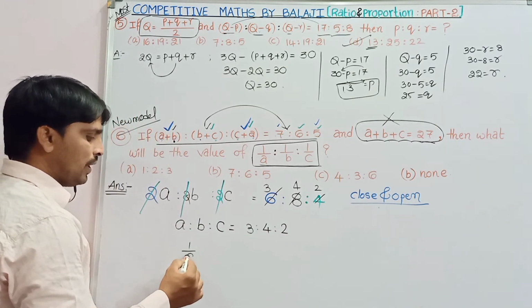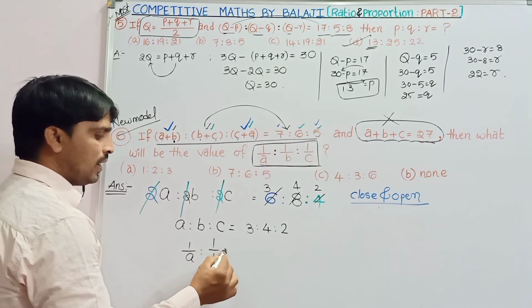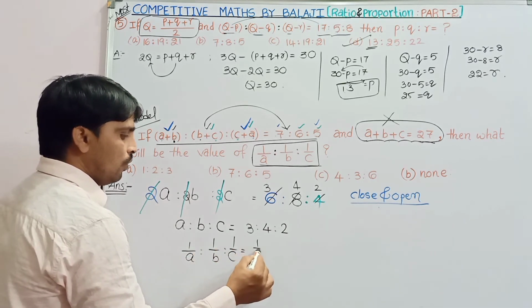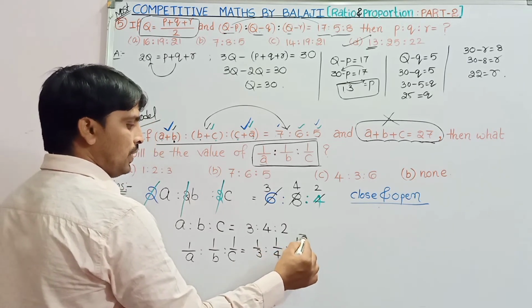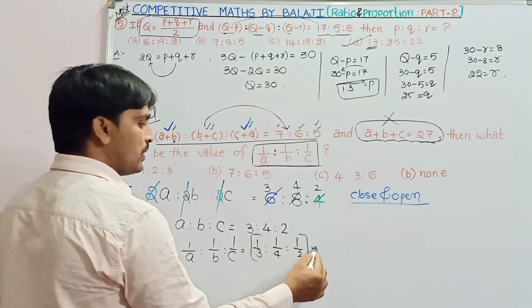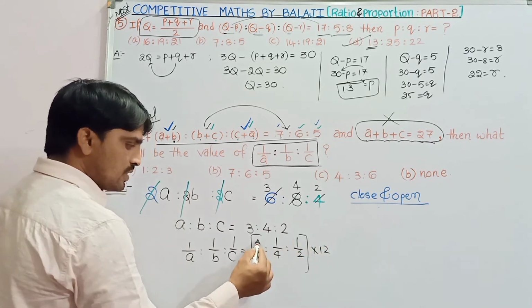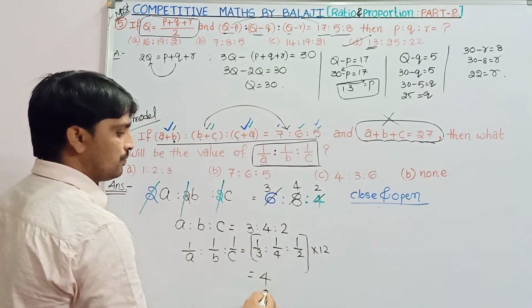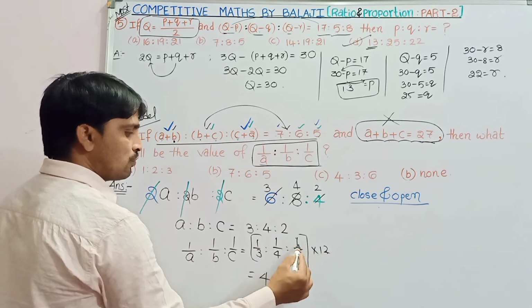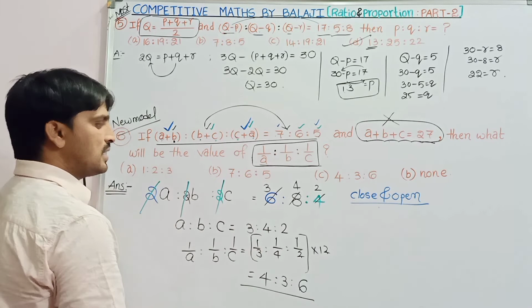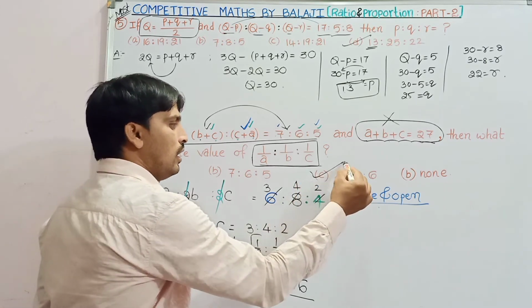That is 1/A : 1/B : 1/C = 1/3 : 1/4 : 1/2. But the LCM of 2, 3, 4 is 12. 12 ones are 12, 12 by 3 is 4. 12 by 4 is 3. 12 by 2 is 6. So 4 : 3 : 6 is our answer.